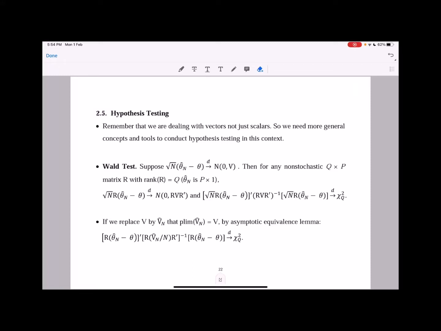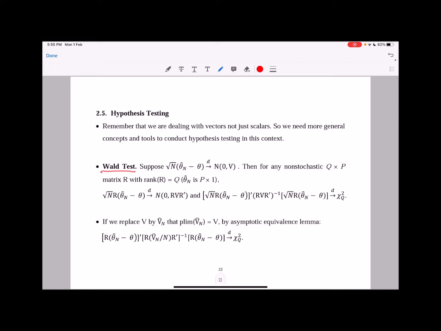Hypothesis testing. Remember, now we are dealing with vectors, not just scalars. So in general, our x is a vector, and we need more general concepts and tools to conduct hypothesis testing. The test we are going to talk about is called the Wald test. It is the most general test. It can apply to any estimators that are square root of n asymptotically normally distributed.